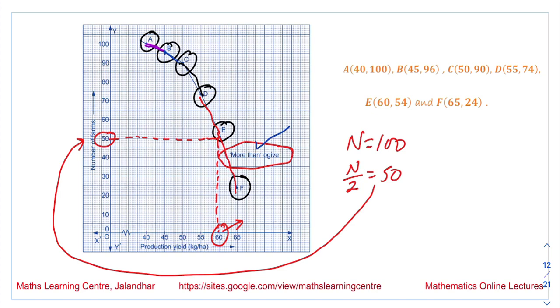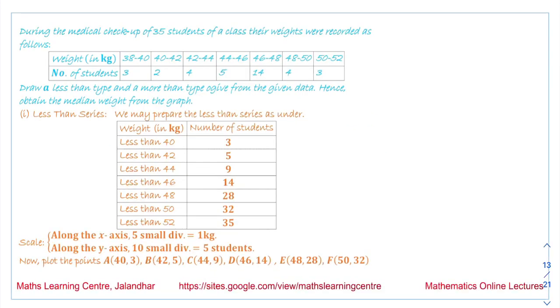Next is: during the medical checkup of 35 students of a class, their weights were recorded as follows. These are the weights given to us: 38 to 40, 40 to 42, 42 to 44, 44 to 46. And these are the number of students: 3, 2, 4, 5, 14. These are the number of students.